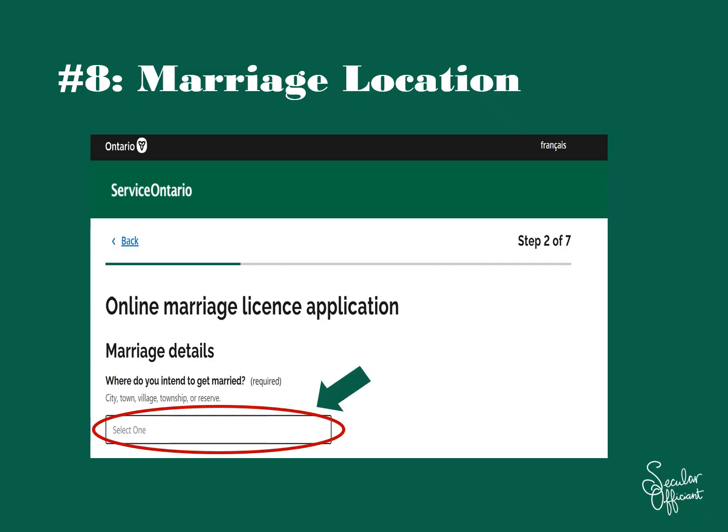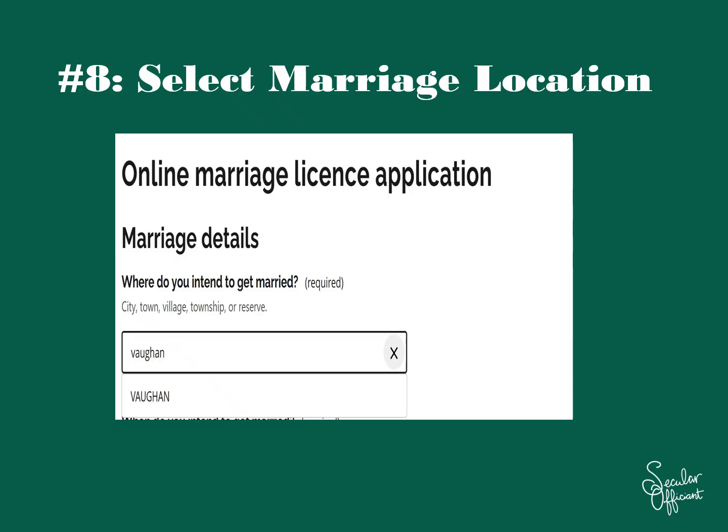Click into the box and start typing in the city, town, village, township, or reserve in Ontario. You will need to select the marriage location from the list of Ontario locations provided in the drop-down menu. In this example, I typed in Vaughan, and the location appeared in the menu. You will then need to click on the location provided in the menu.